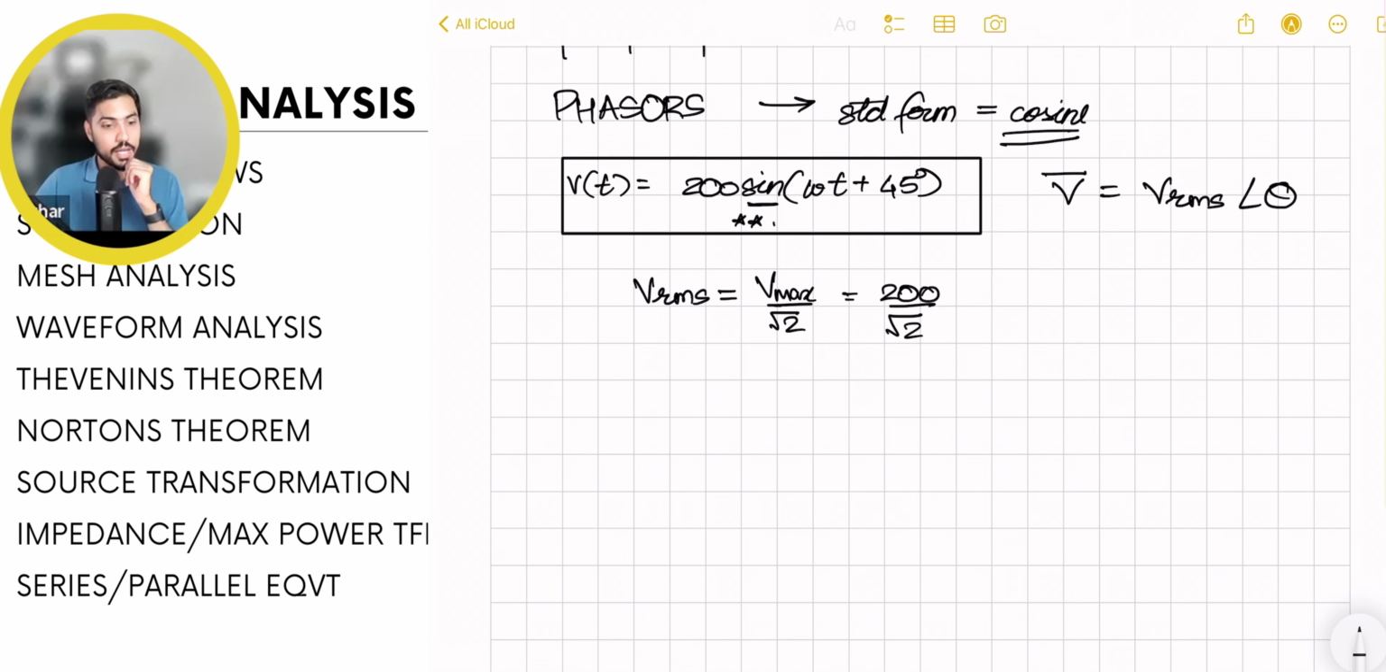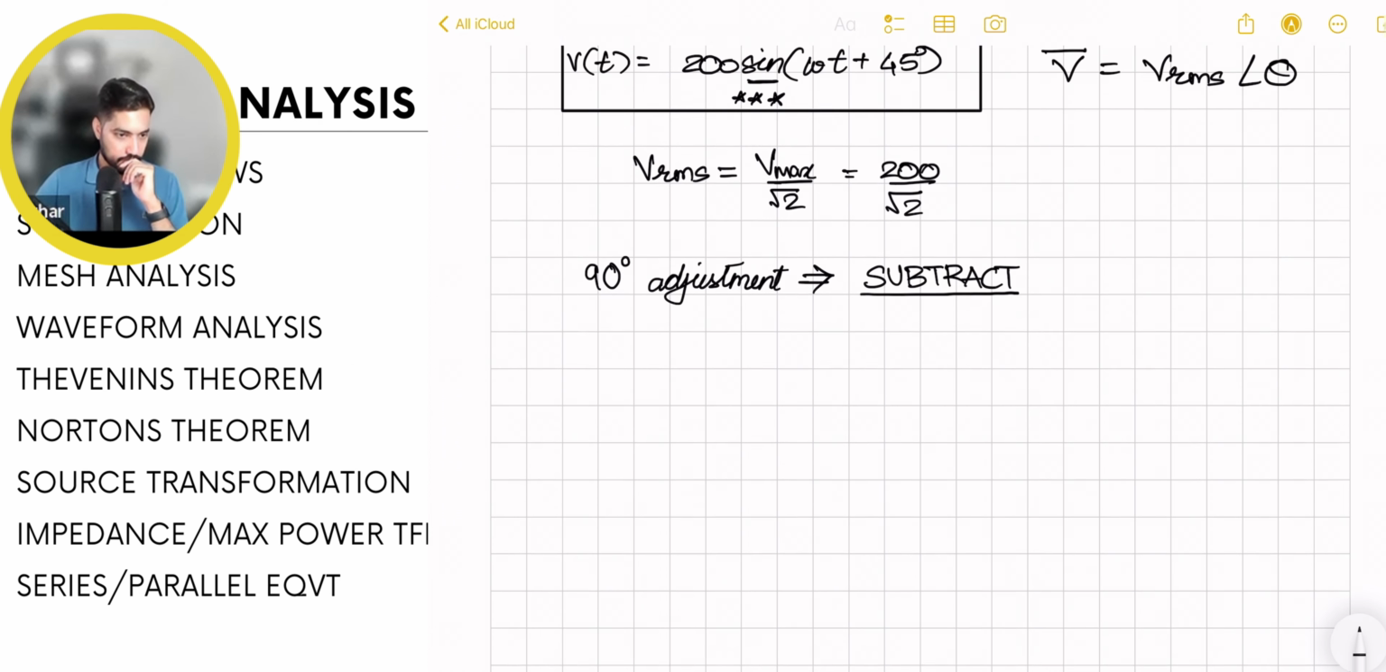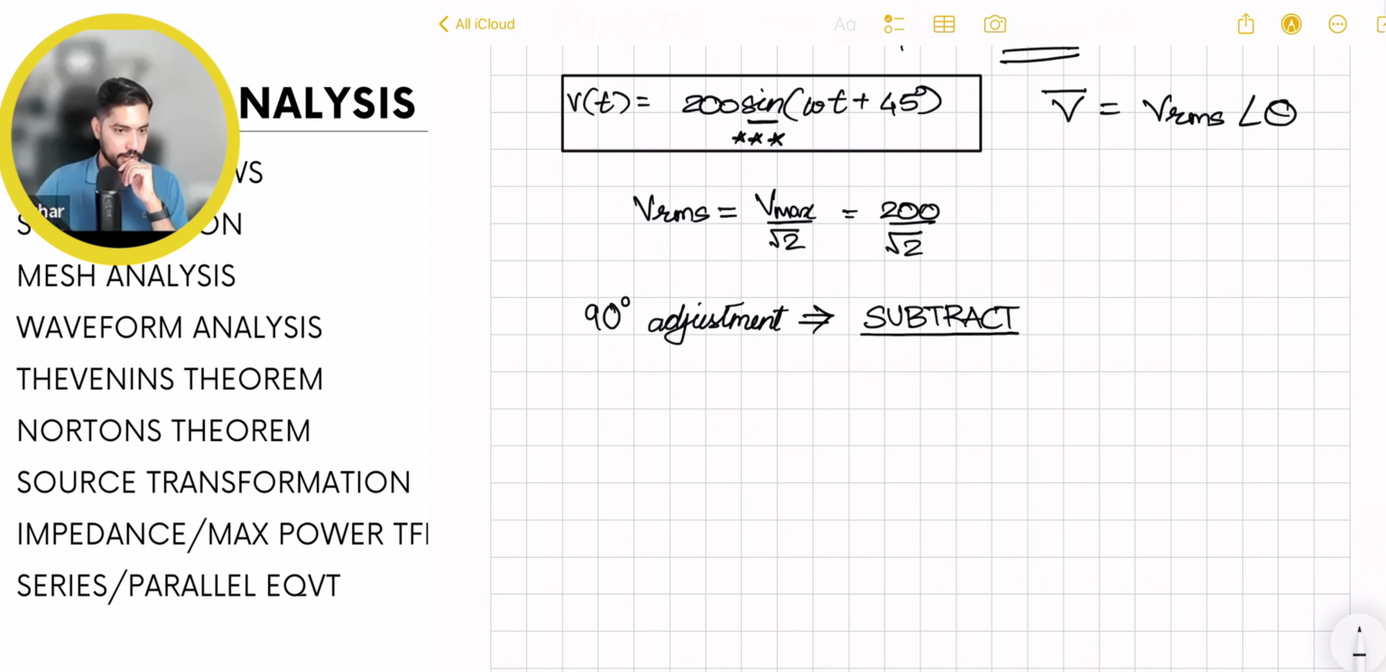The second mistake is assuming that whether I have a sine over here or a cosine doesn't really matter. It does matter. This is a sine. You need to convert the sine into a cosine, and in order to do that, you have to do the 90-degree adjustment. And what is the 90-degree adjustment? Is it a plus or a minus? When I go from a sine to a cosine, do I have to add 90 degrees or subtract 90 degrees? Do I have to add or subtract, guys? Subtract, right? If I'm not mistaken.